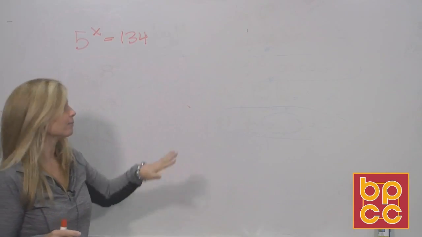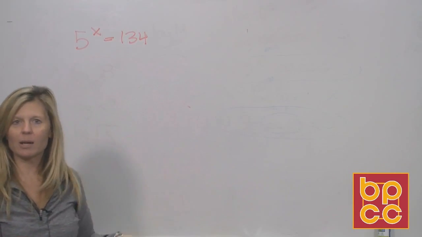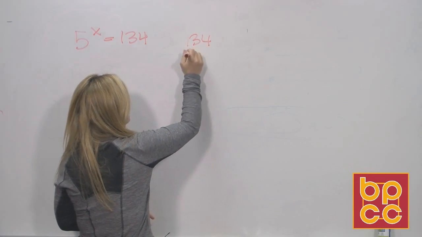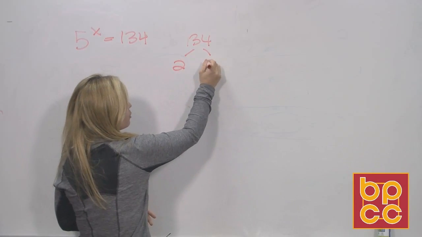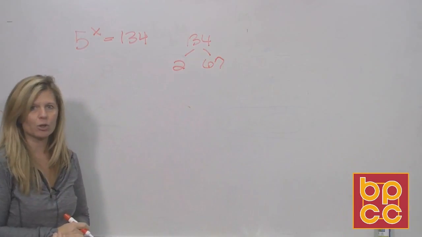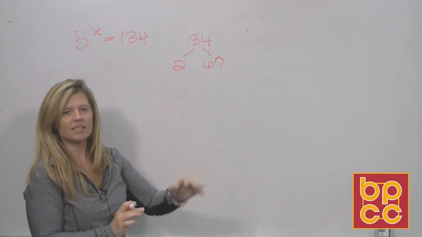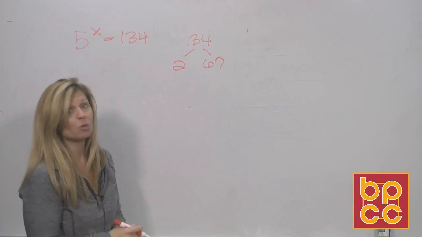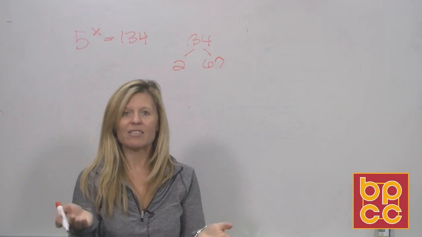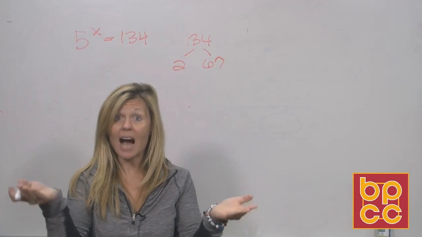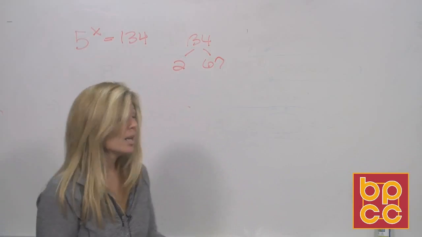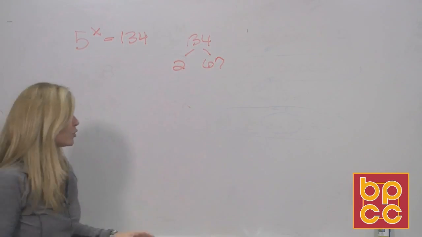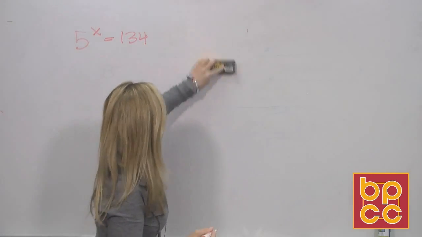What's the base on the right? 134. Can we do anything with 134? Well, yeah, it's an even number. We can divide it by 2. So we know 2 times 67 is 134. Can we factor 67? No, that's prime. So we have a problem now, guys, because we learned in Module 11 that to solve an exponential equation, you have to get the bases to be the same. There is no way to make 134 be the number 5. So that's why we have another method.